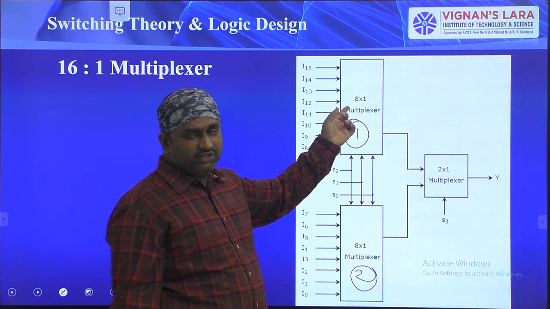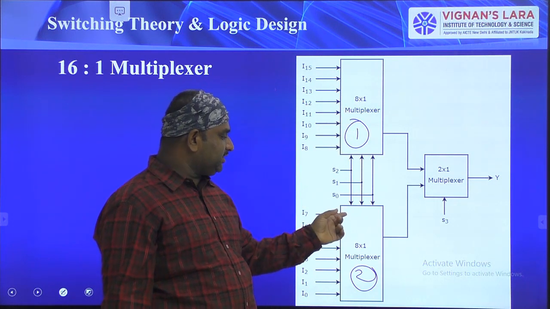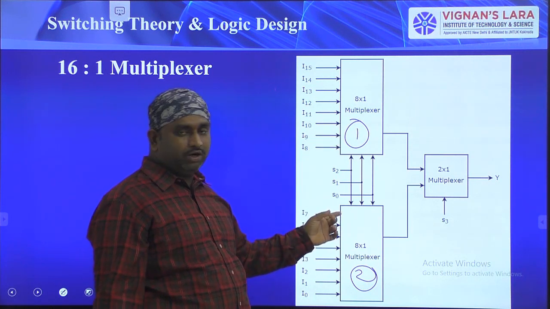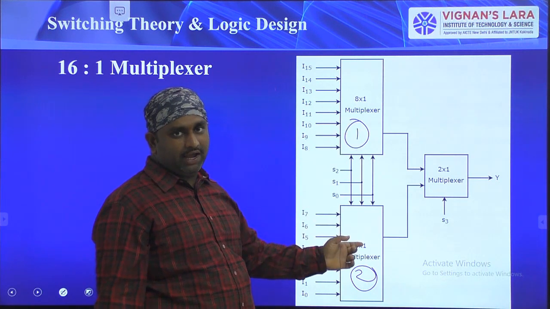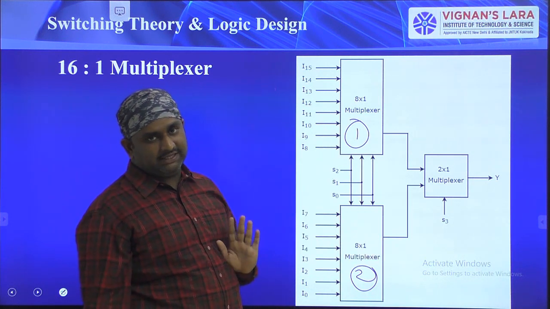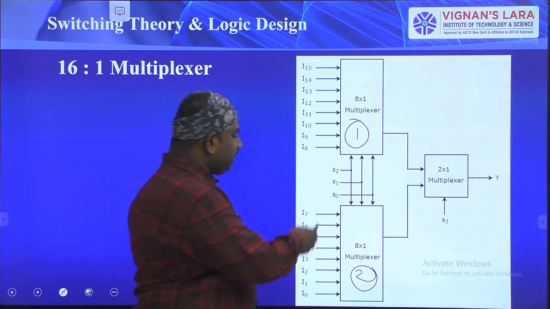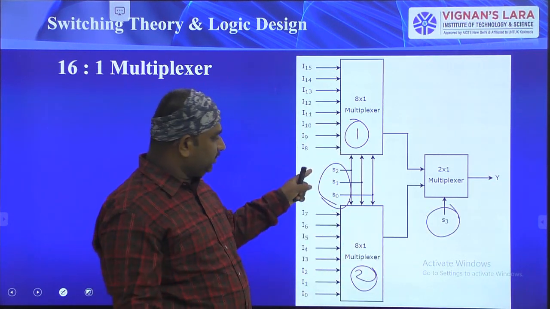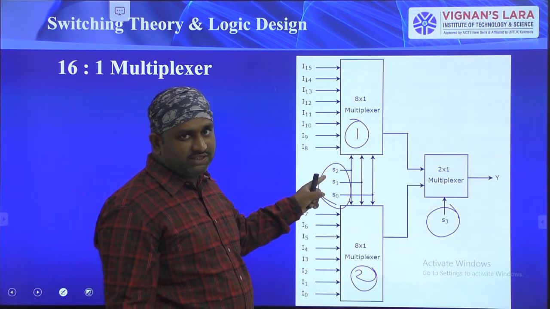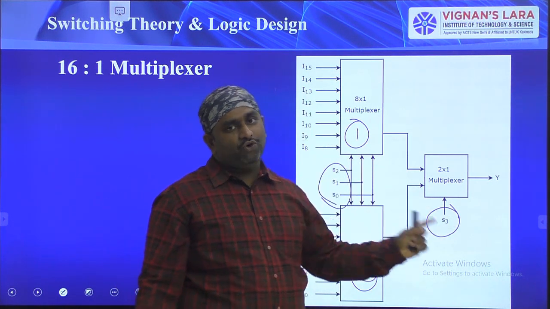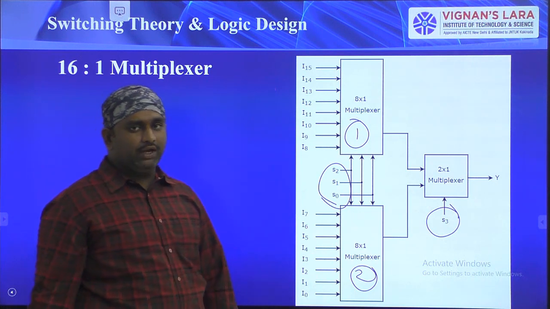This S0 of this multiplexer and this S0 of this multiplexer I have shorted. S0, S0 I have shorted. S1, S1 I have shorted. S2, S2 I have shorted from these 2 multiplexers. So finally I have 3 selection lines here, and here we have 1 more selection line. So these 3 selection lines are S2, S1, S0, and this selection line is S3. Totally 4 selection lines.